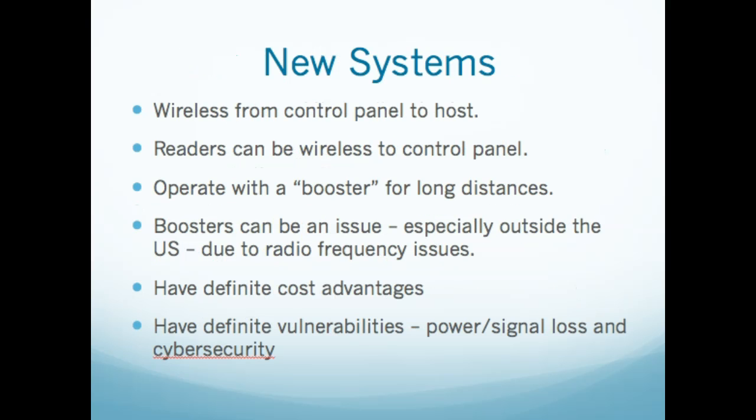Just a quick word on new systems that are out there, because we talked about the very basic access control system that's been out for the last 20 years and is still in existence today and still installed today. So I really wanted to make sure that you understood what the basic system looks like. But new systems are coming out that are wireless from the control panel to the host. So you don't have to run all that RS-485 cable we talked about from the host to every control panel, especially if you have them spread across a facility that may be many acres, right?